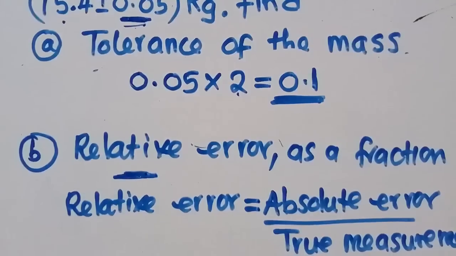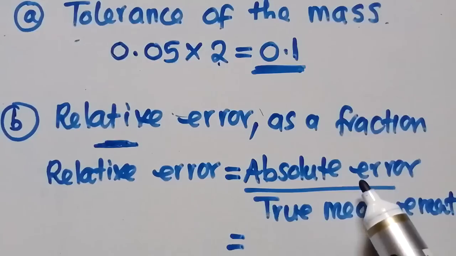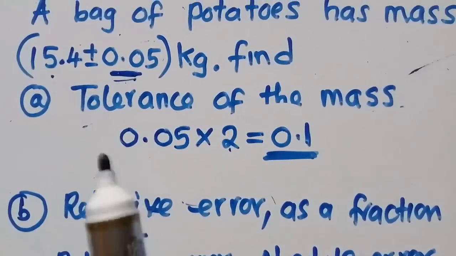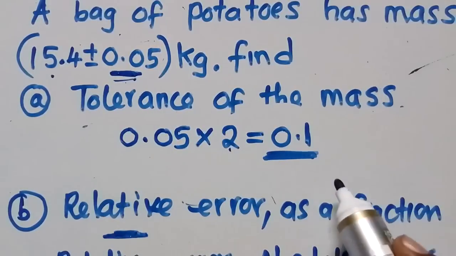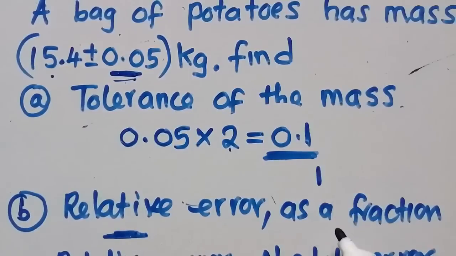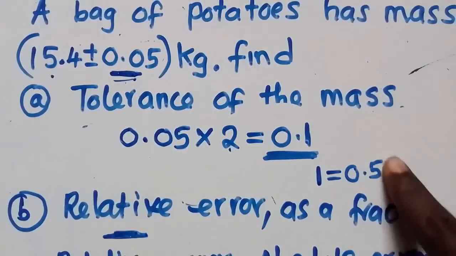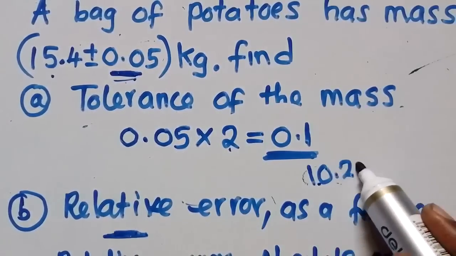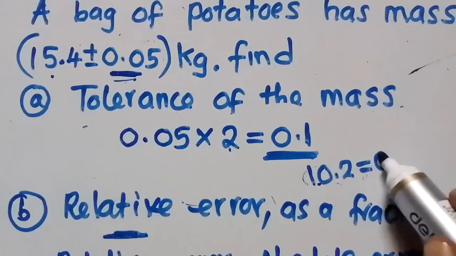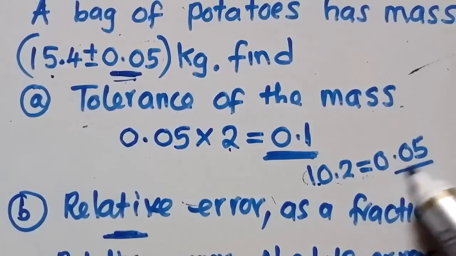So the formula that you apply is: relative error is equal to absolute error over true measurement. What is your absolute error? I've told you how to find it. If a number is a whole number, the absolute error of that number is 0.5. If a number has one decimal place, let's say 10.2, the absolute error of that number is 0.05.